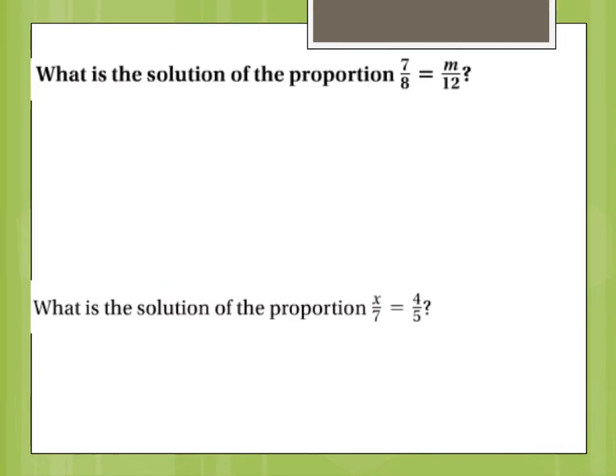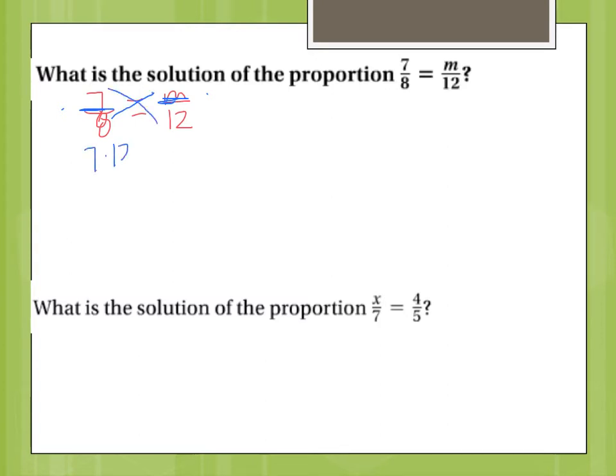Now we have a proportion 7/8 is equal to m over 12. Whenever you have a fraction equal fraction, you can always do cross multiplication. Because you have division on this side, in order to get rid of division, you multiply. And you have division on this side, so in order to get rid of division, you multiply. So cross multiplying is just multiplying the top times the bottom on both sides of the equation.